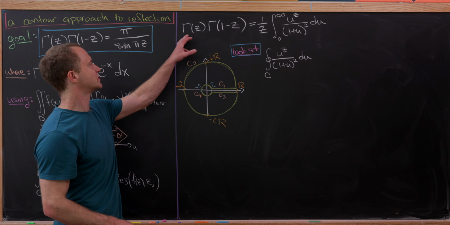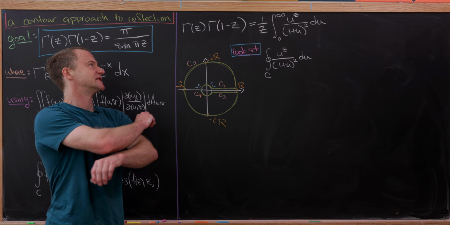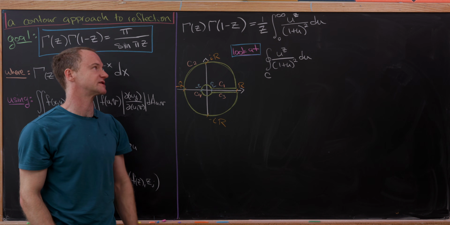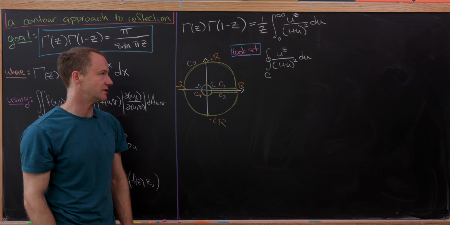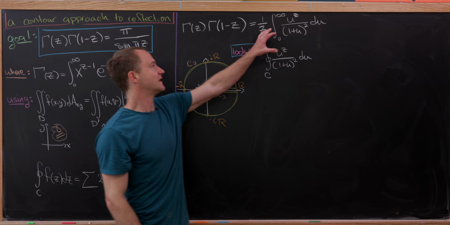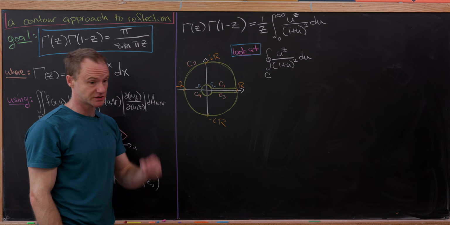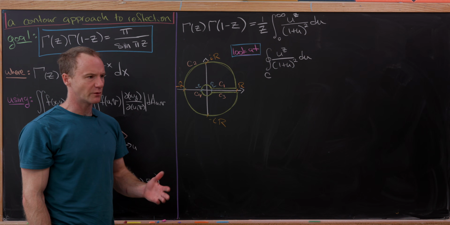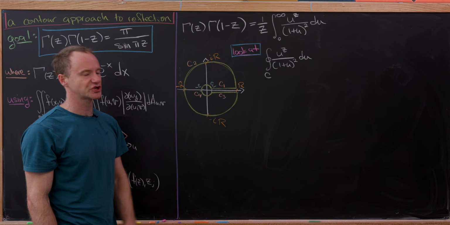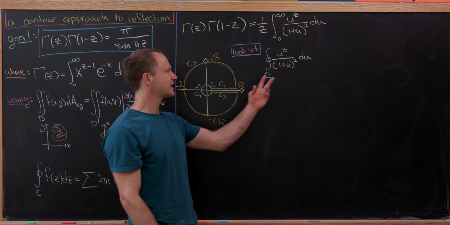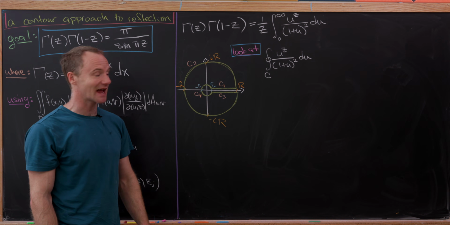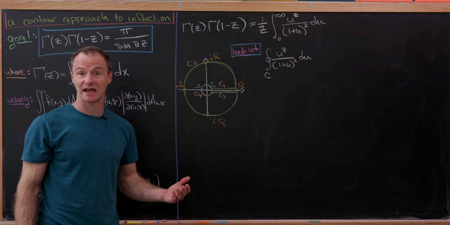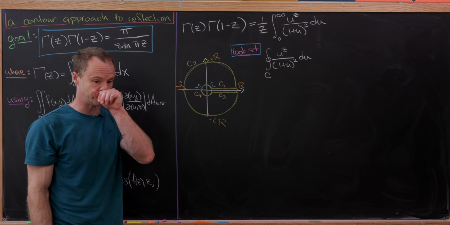Okay, so on the last board we showed that gamma of z times gamma of 1 minus z was 1 over z times the integral from 0 to infinity of u to the z over (1 plus u) quantity squared du. And now we're going to evaluate this integral using the methods of contour integration, but we've got to pick the right contour. So we want to look for where this function has poles. It's pretty obvious that this function has a second order pole at -1. And that's because the denominator has a second order root when u is equal to -1.